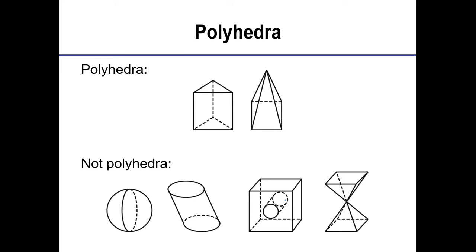And the third figure is not a polyhedron because it is not a simple closed surface, and it consists of circles, and circles are not polygons. The last one consists of faces that are rectangles and triangles. However, it is not a simple closed surface, so therefore it cannot be a polyhedron.